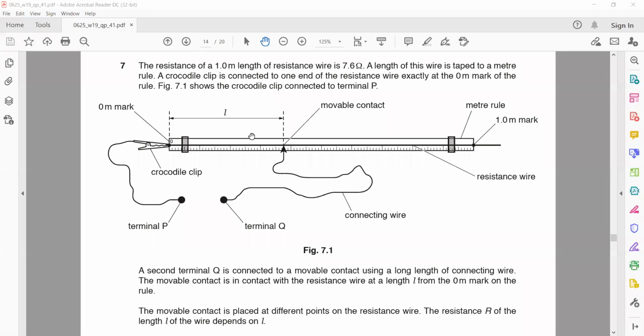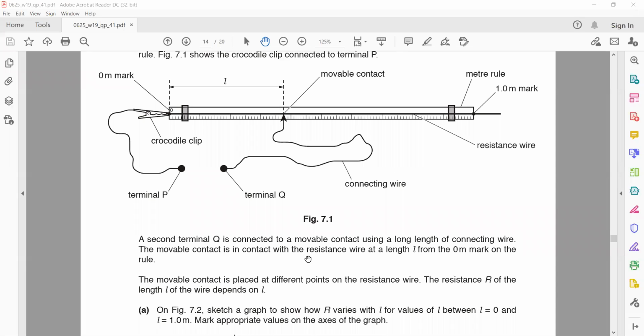In question 7, the resistance of 1 meter length of a resistance wire is 7.6 ohm. A length of this wire is taped on a meter rule. A crocodile clip is connected to one end of this resistance wire exactly at the 0 mark. Figure 7.1 shows the crocodile clip connected to terminal P.